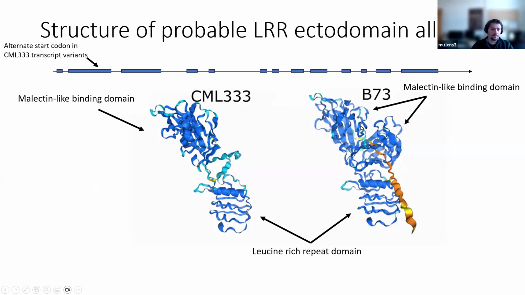And here I used AlphaFold 3 to simulate the ectodomains of the B73 allele and what the transcript produced by CML333 would make. And you can see that CML333's allele lacks one of these lectin-like binding domains, so it probably either can't bind the same ligand as the B73 allele or does something else in the plant.